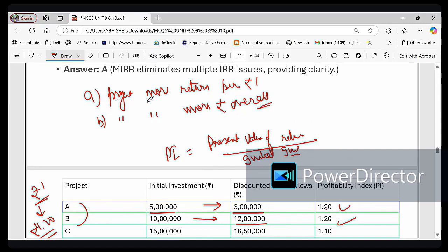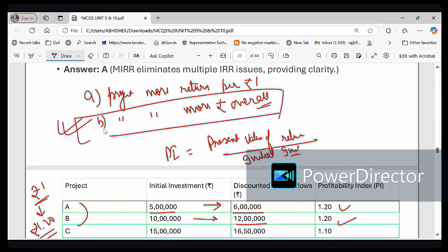So which project would you choose? Option A, the project giving more return per 1 rupee, that means the project having more PI, or the project that is giving you more rupees overall? Option A, you are saying. Okay. So that is exactly the debate that CFO and CEO are having. PI is not all. You will choose option B, not option A, that gives you more rupees overall, right?